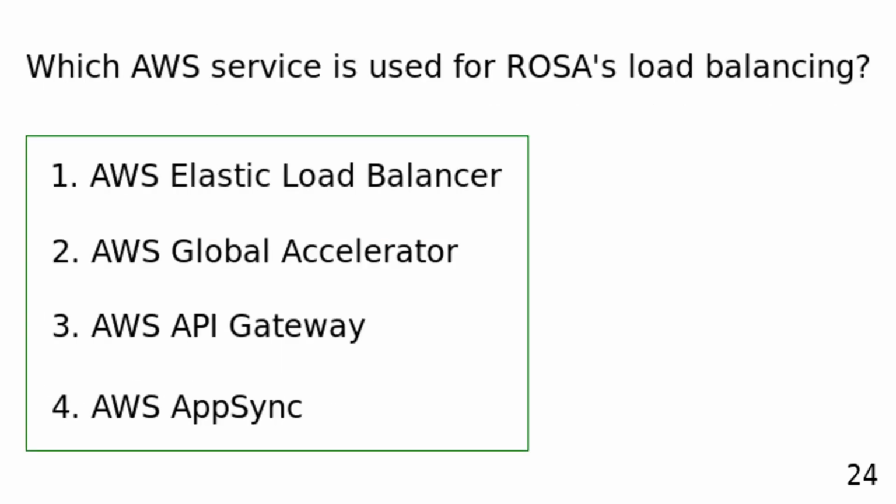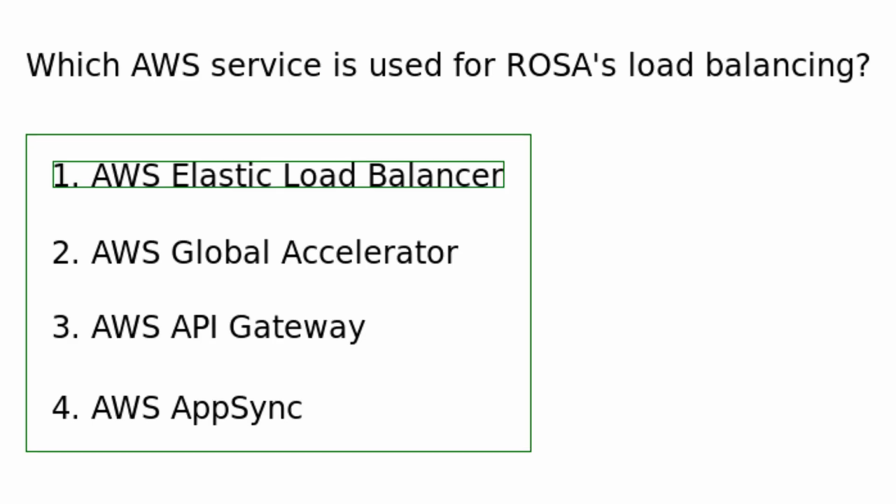Which AWS service is used for ROSA's load balancing? AWS Elastic Load Balancer. AWS Global Accelerator. AWS API Gateway. AWS AppSync. ROSA uses AWS Elastic Load Balancer to distribute incoming traffic across multiple targets for high availability.